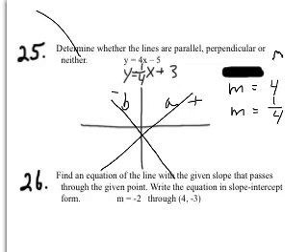So they're not parallel because they're not the same slope, and they're not perpendicular because 1/4 is not the opposite sign. They're both positive slopes, so they can't be perpendicular. A slope that would be perpendicular to 4 would be a negative 1/4. And a slope perpendicular to 1/4 would be a negative 4. So the lines are not parallel and they are not perpendicular. They are neither.